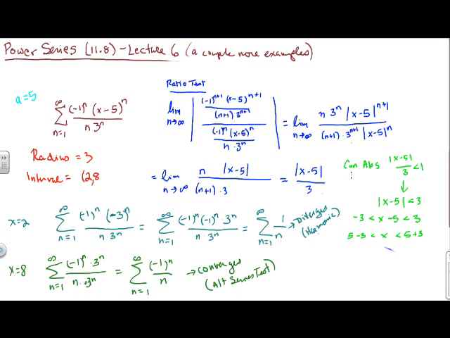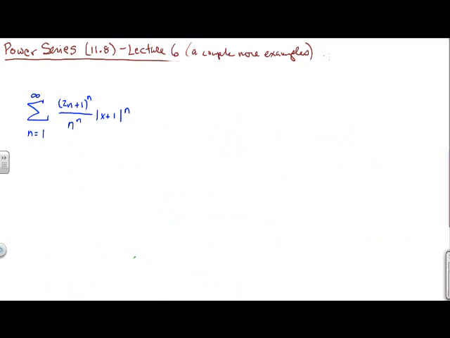So that means this endpoint is in the domain, and there's our interval of convergence. Okay, so let's do one more example. I've got a new series up here now.